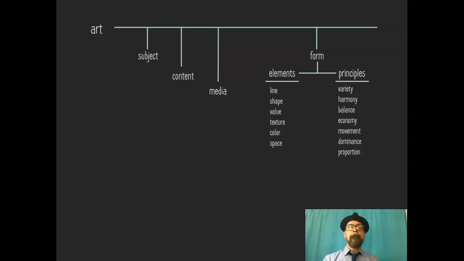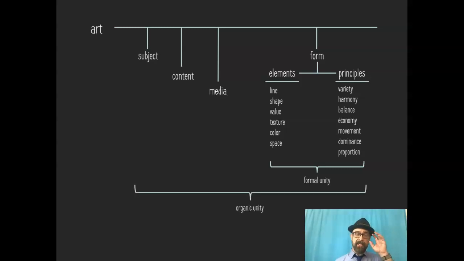Okay, and so when all of the elements and principles work together, the piece is said to have formal unity. Remember, those are all things that have to do with form. The successful integration of all of the elements and principles together. Usually when you've got formal unity, the piece is beautiful, right? It works visually. Now, what we're really after, though, is organic unity.